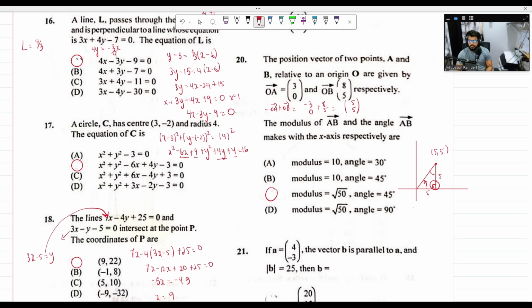And if you didn't know, it's going to be tan inverse of y over x, which is tan inverse of 5 over 5. Tan inverse of 1 is 45 degrees.